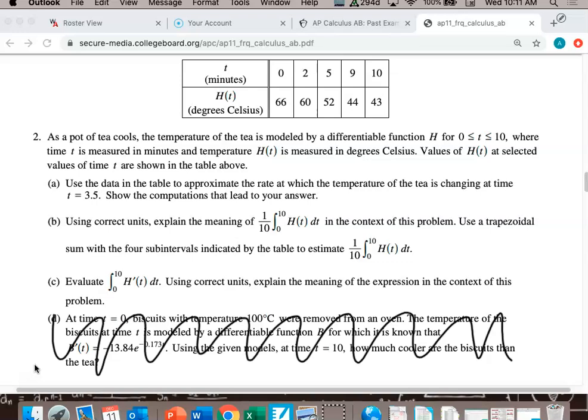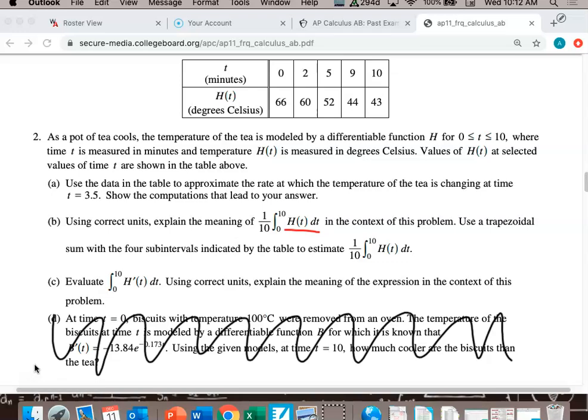All right. Part B, using correct units, explain the meaning of 1/10 times the integral from 0 to 10 of h of t dt. Gosh, if only we'd learned something today that relates to this part. What does this look like? It looks like the average value. And it's the average value of whatever is here, right? So in this case, it's the average of whatever h of t represents, which is the temperature of the tea. So from 0 to 10 minutes, this represents the average temperature of the tea in degrees Celsius.